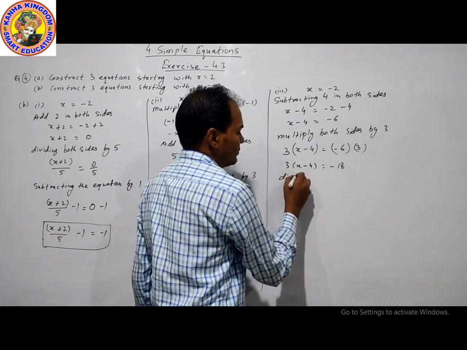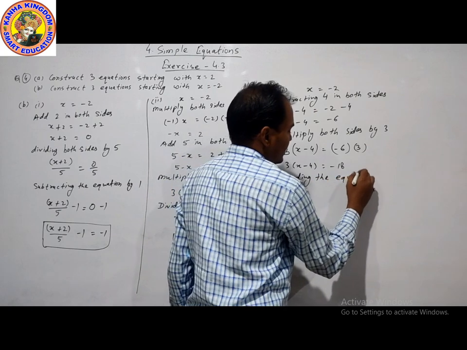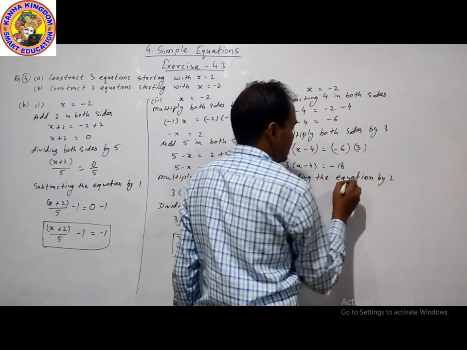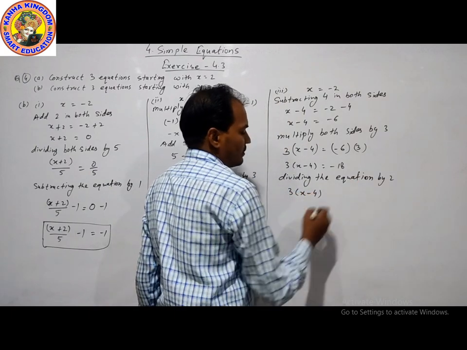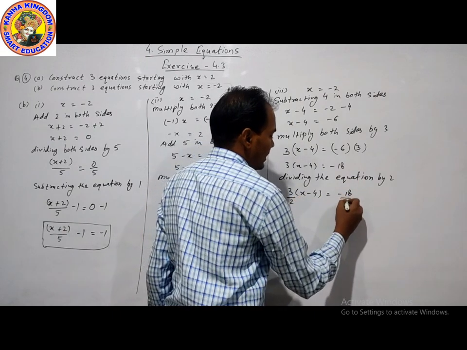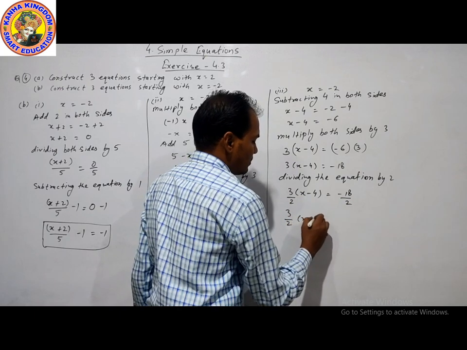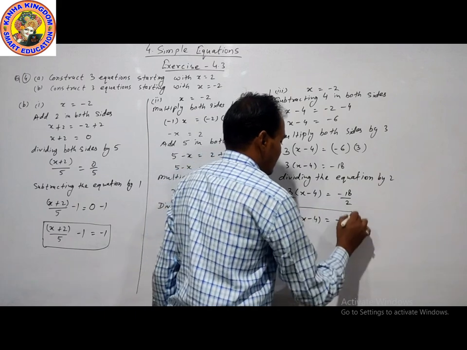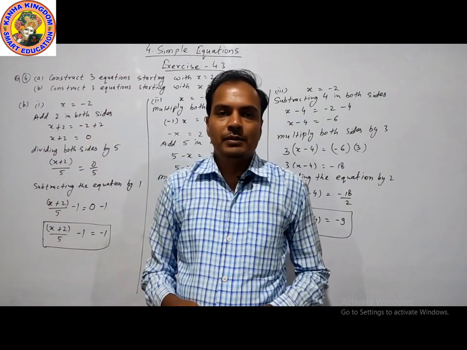Now dividing the equation by 2. The equation is 3 into x minus 4 is equal to minus 18. Now we will divide by 2. Then the equation is 3 by 2 into x minus 4 is equal to minus 9. This is our equation. You can take a screenshot of this.